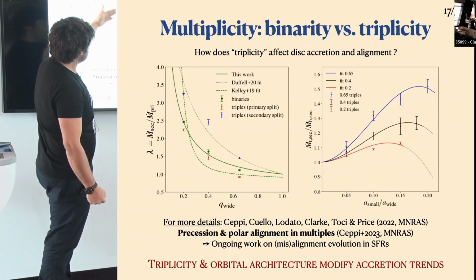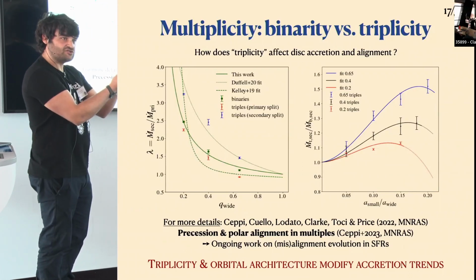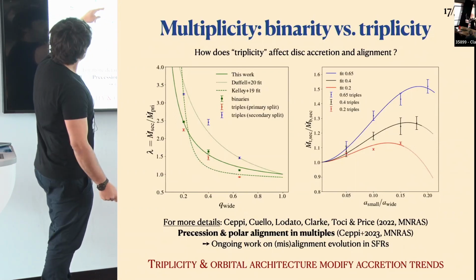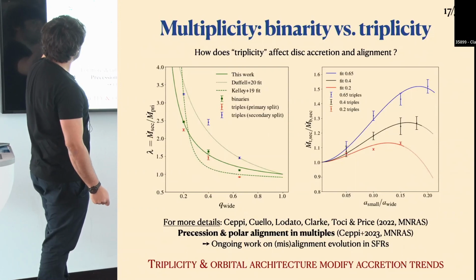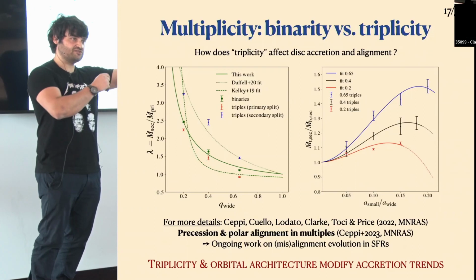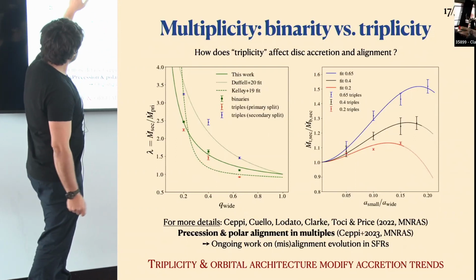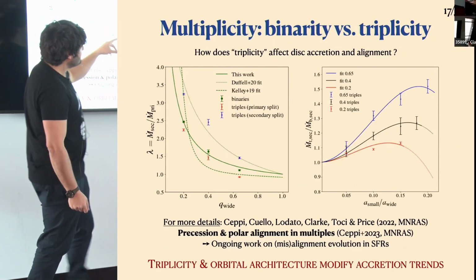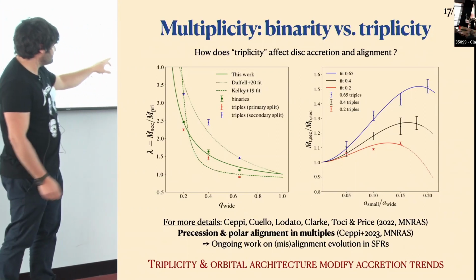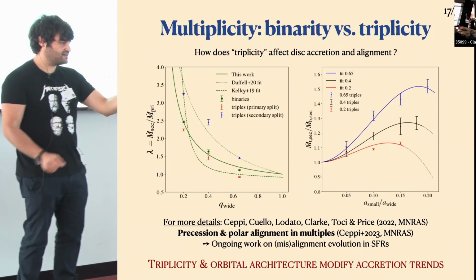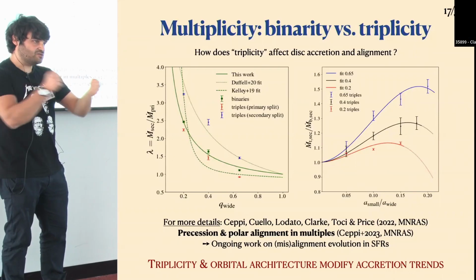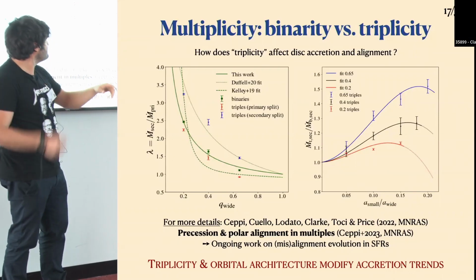But we can see that based on how you split your inner binary, if you split, for example, the secondary, you will have a higher lambda. So in this case, msec is considered as the sum of the accretion rates of the inner binary. And you see that we can have some deviations, which are important. But we can also play with the ratio of the semi-major axis of the small binary with the wide binary. So again, here we're changing a little bit how they are in space.